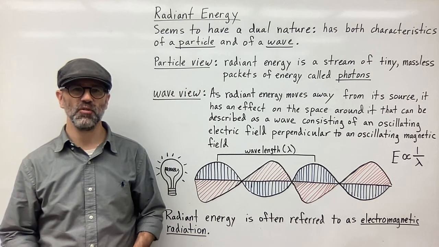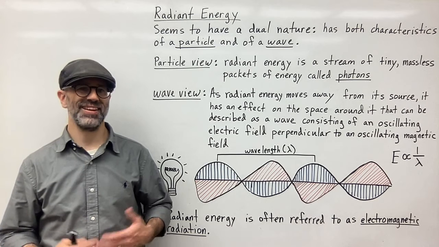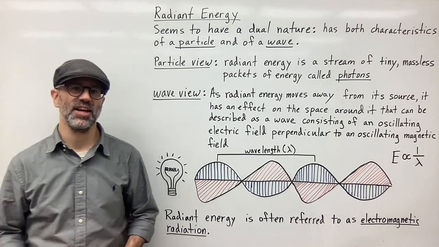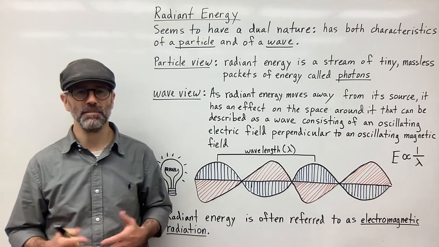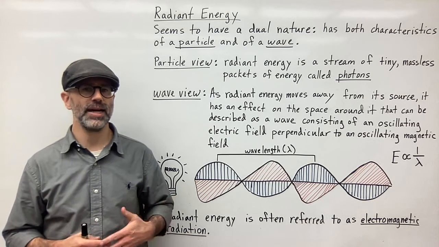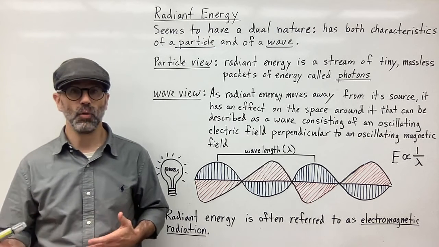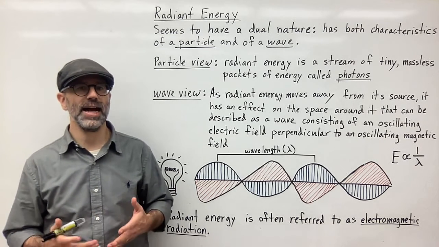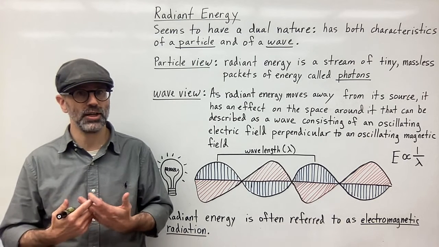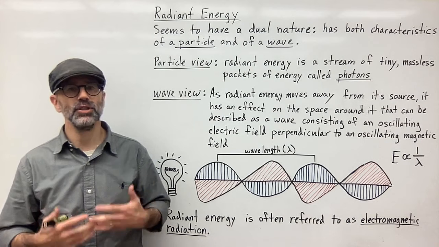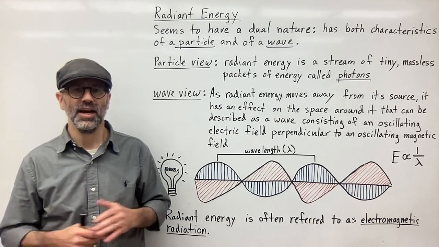My name is Mr. Cobalt, and in this video I'm going to be talking about radiant energy, also known as light energy. So let's get into this. Radiant energy seems to have a dual nature. At times it has characteristics of a particle, and at times it has characteristics of a wave. Because it has these two different characteristics that seem to be contradictory to each other in a lot of ways, it's hard to describe exactly what light energy or radiant energy is.